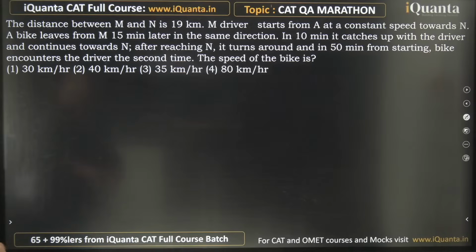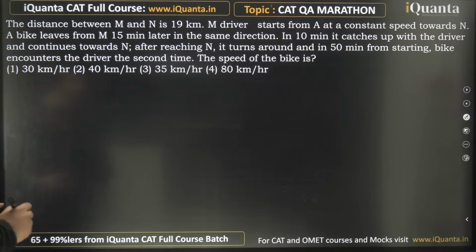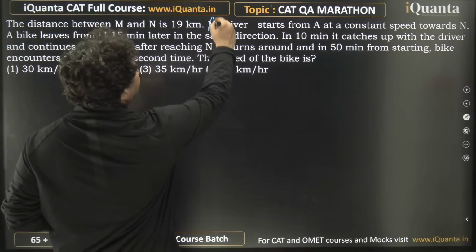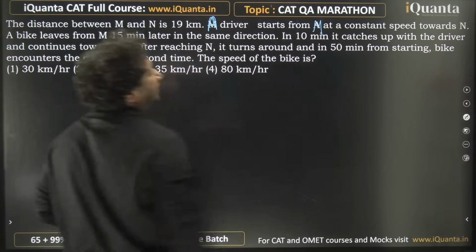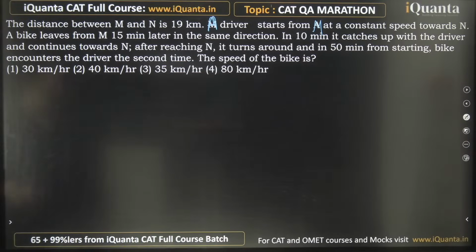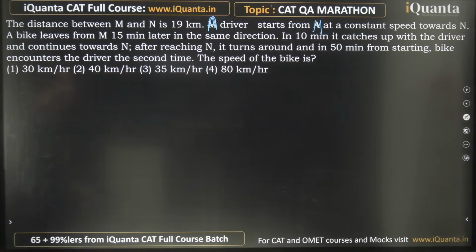Is the question not clear? I'll just read it. Distance between M and N is 19 kilometers. ये A होगा, M नहीं होगा. A driver starts from M at a constant speed towards N. A bike leaves from M 15 minutes later in the same direction. In 10 minutes, it catches up with the driver and continues towards N. After reaching N, it turns around, and in 15 minutes from the starting, bike encounters driver the second time. Find the speed of bike.